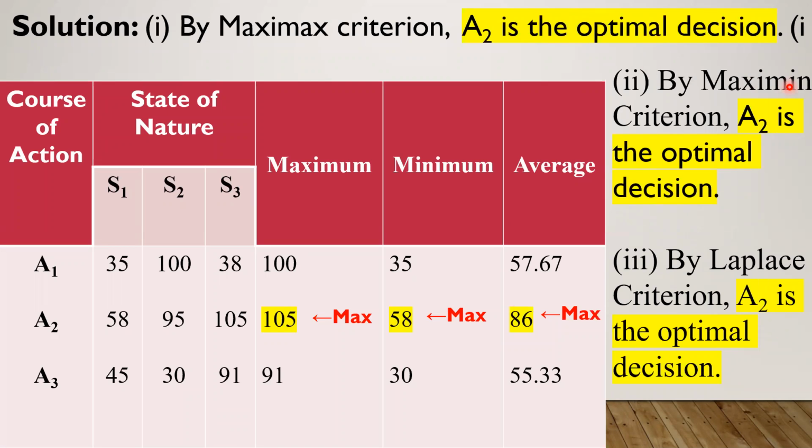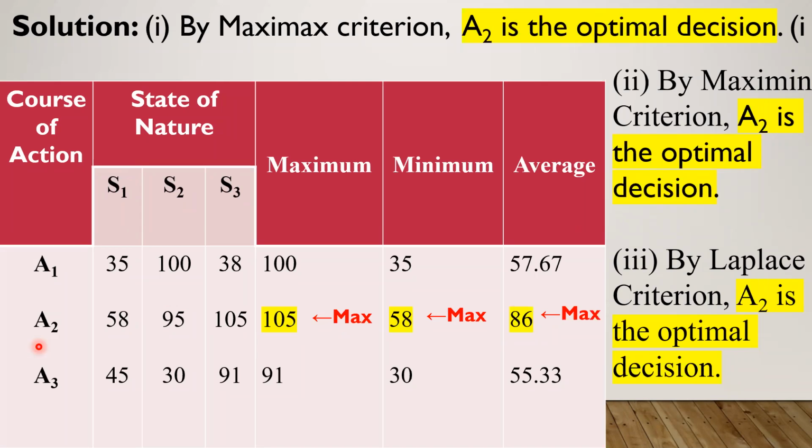Second one, by Maximin. So we will calculate the minimum. For each course of action, find out the minimum profit. Minimum profit is 35. Here 58 and here 30. Then take the maximum out of these minimums. So that is 58. So it is for A2. So again, the best course of action by Maximin criterion is also A2.